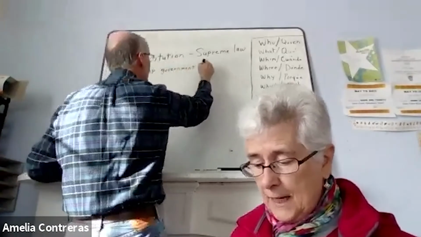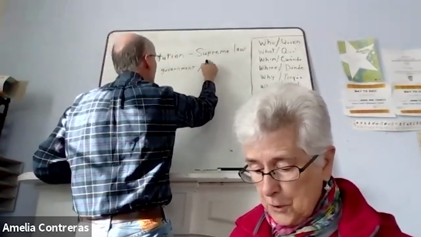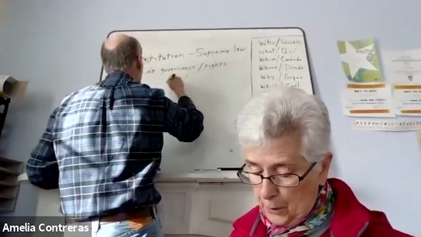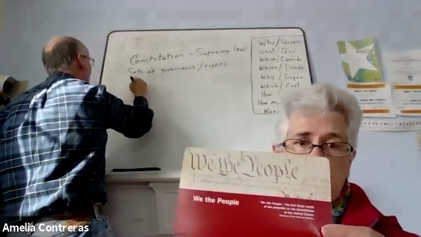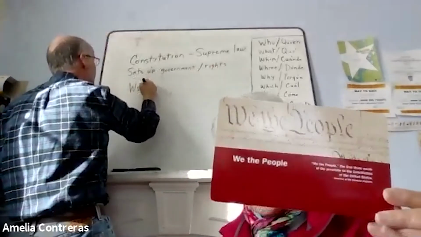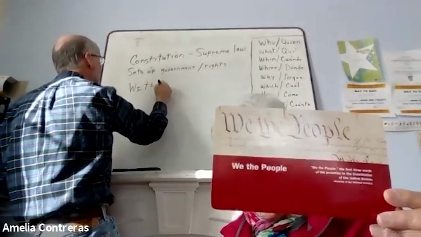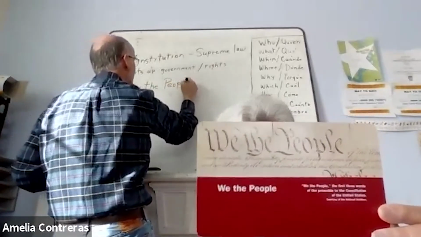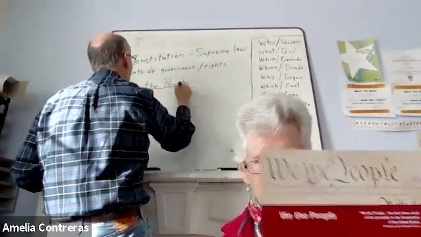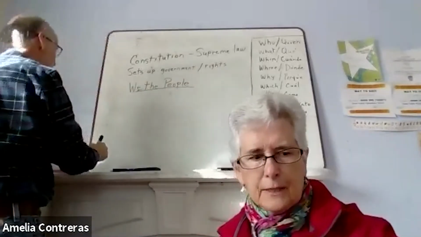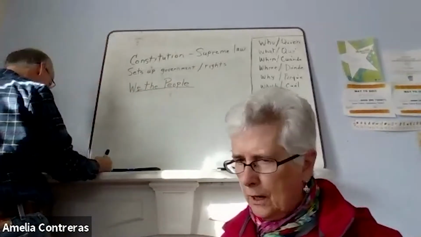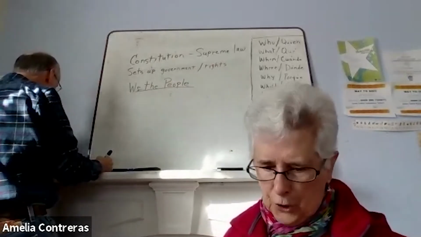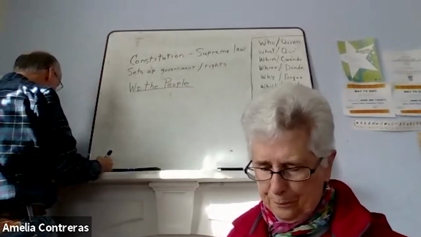The idea of self-government is in the first 3 words of the Constitution. What are these words? At the very beginning of the Constitution, they're written very big. The first 3 words are, we the people. So it's not the king, or even the president or the Congress. It's we the people who are in charge of the government.